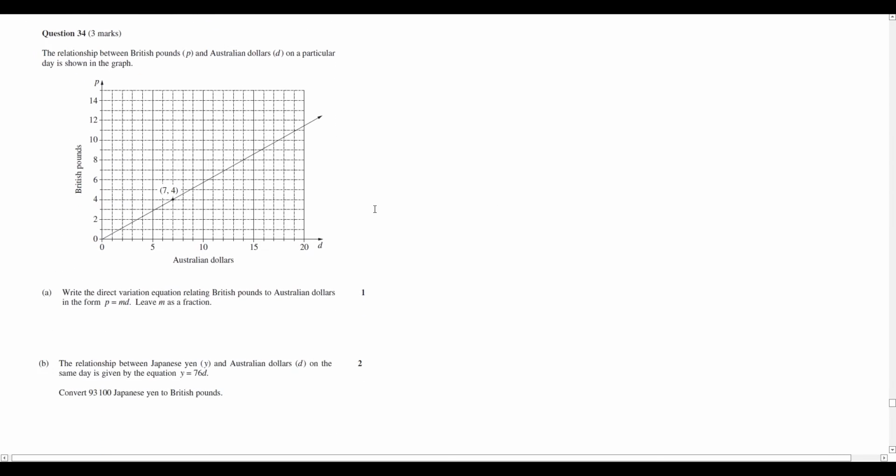Okay, question 34. So the relationship between British pounds, P, and Australian dollars, D, on a particular day is shown in the graph. So we have British pounds on our y-axis and Australian dollars on our x-axis. So part A says, write the direct variation equation relating British pounds to Australian dollars in the form P equals MD and leave M as a fraction. So this is just a straight line equation, essentially. So P equals MD, where M is going to be our gradient. So gradient is just rise over run, so we notice that we go up 4 as we go across 7. So we get 4 over 7 D. And that's part A sorted.